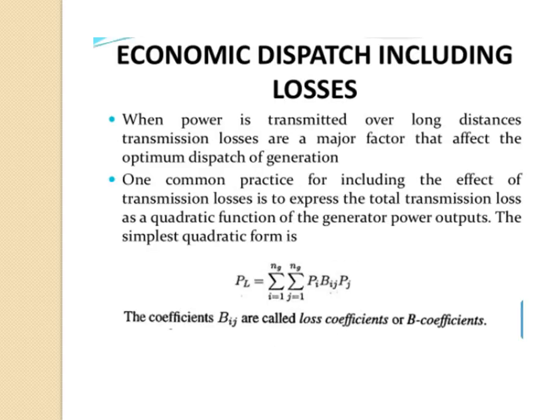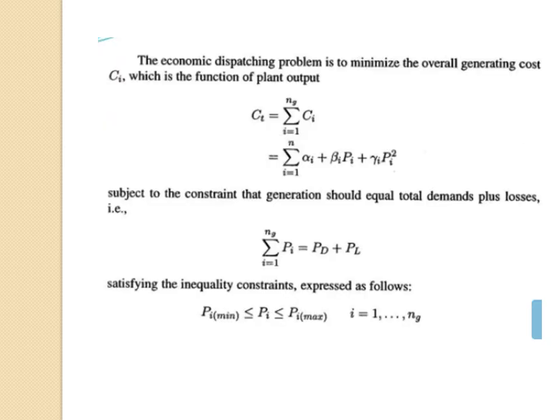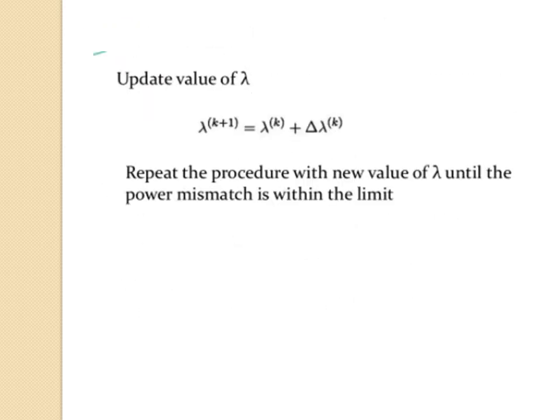Economic dispatch including losses. When power is transmitted over a long distance, transmission losses are a major factor that affects the optimal dispatch of generation. One common practice for including the effect of transmission loss is to express the total transmission loss as a quadratic function of the generator power outputs. The simplest quadratic form is P_L equal to the summation of i equal to 1 to Ng, summation of j equal to 1 to Ng, of P_i B_ij P_j. For the iteration method, we calculate the lambda value: lambda (k plus 1) equal to lambda k plus delta lambda k.